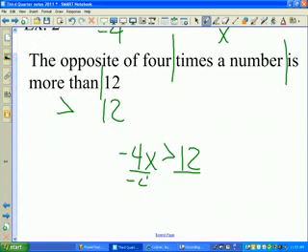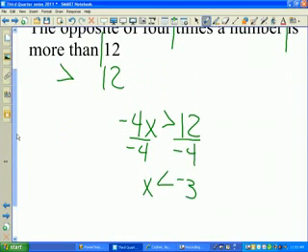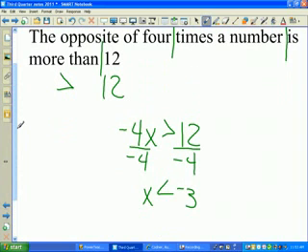We want to divide both sides by a negative 4. As a result, since I'm dividing by a negative, my inequality is going to change. So now I have x is less than negative 3. So I can use any number that's less than negative 3 to satisfy our original situation.